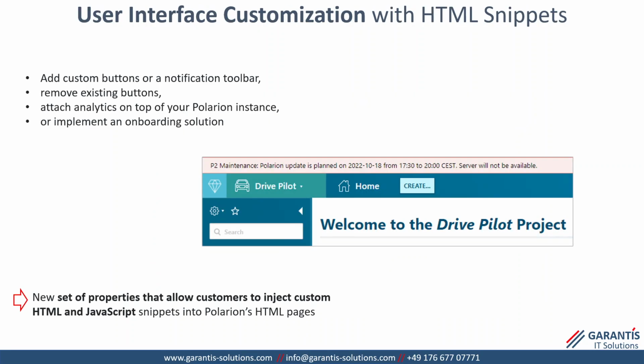There is a very nice usability improvement which allows you to insert HTML snippets. So you can add a custom button or a notification toolbar, which is now on the screen. You can see "P2 maintenance, Polarion update is planned." This is a notification toolbar. Many customers asked for this.